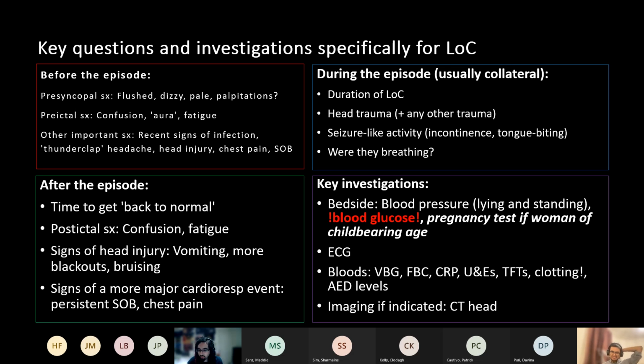Perfect. They might have missed their medication or not been taking their medication, and then they've gone and had a seizure. And I've thrown in thyroid function tests. Why might somebody with a thyroid function abnormality have lost consciousness?